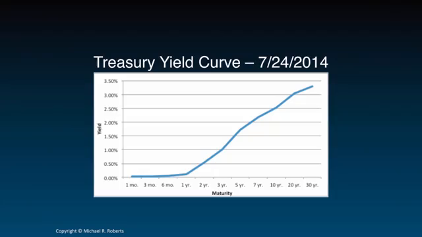So let me show you a Treasury yield curve from July 24th, 2014. On the horizontal axis, we have the maturity of the Treasury security. So here's a 1-month T-bill. Here's a 30-year T-bond. Here's a 5-year T-note. These are just different Treasury securities that vary by maturity across the horizontal axis.